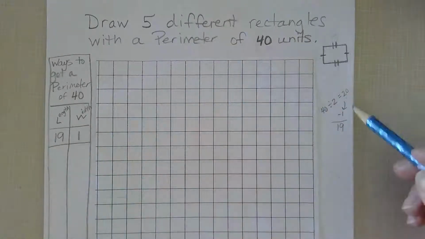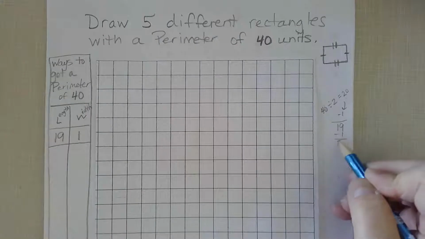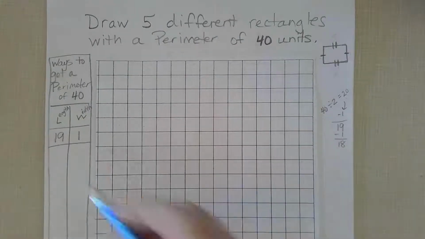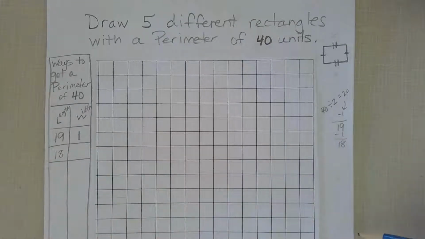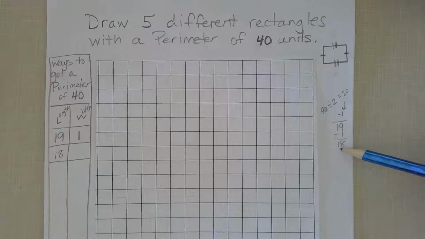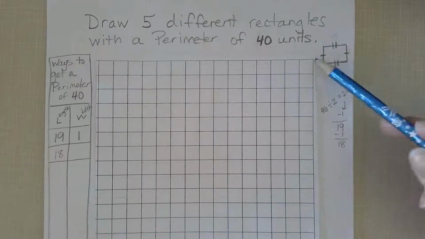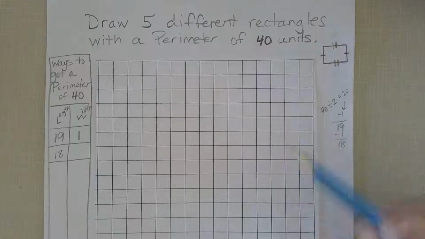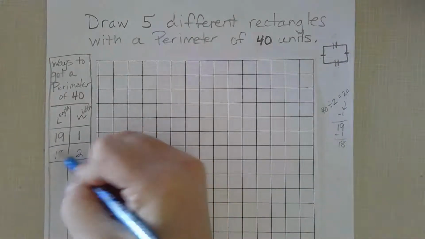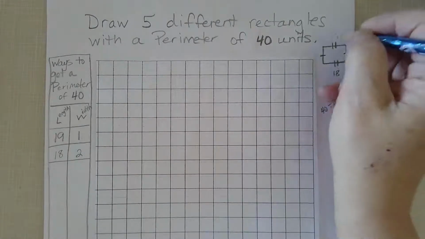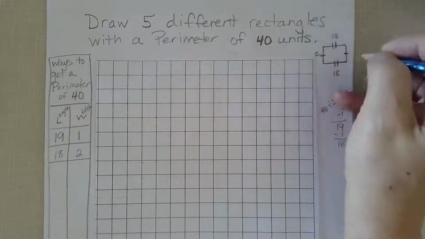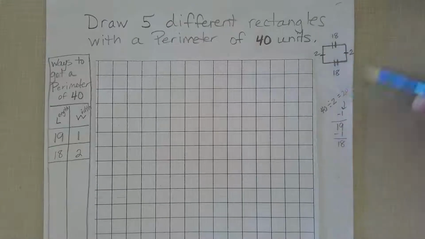So now, could we somehow take another one away and make that 18? And could we make our length now equal to 18? If we make our length equal to 18, 18 plus 18 is 36. That leaves us with 4. And if we divide 4 in half, we would get 2 and 2. So we could have a length of 18 and a width of 2. So that we would have 18 and 18 and 2 and 2. And that, my friends, would be equal to 40.